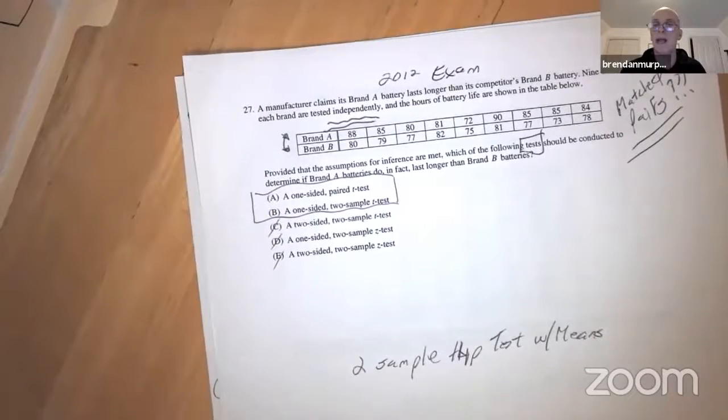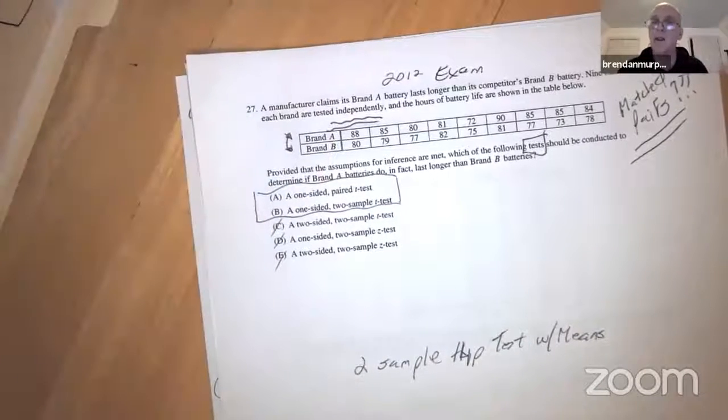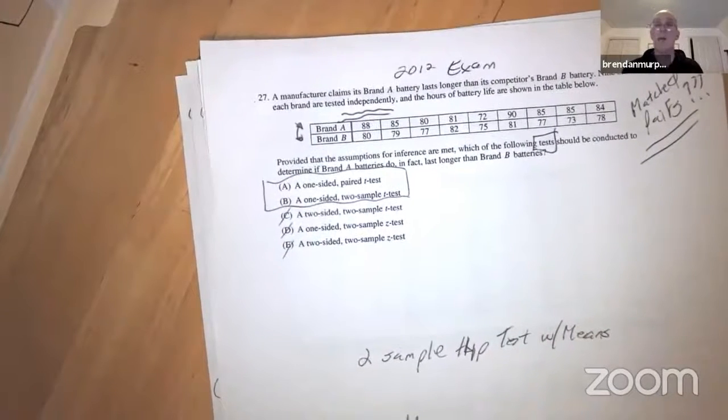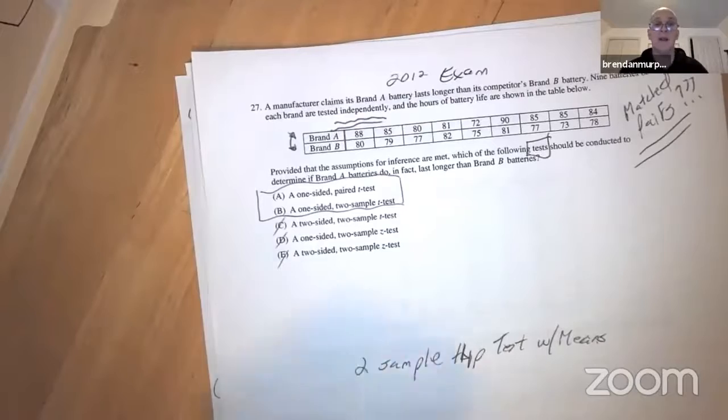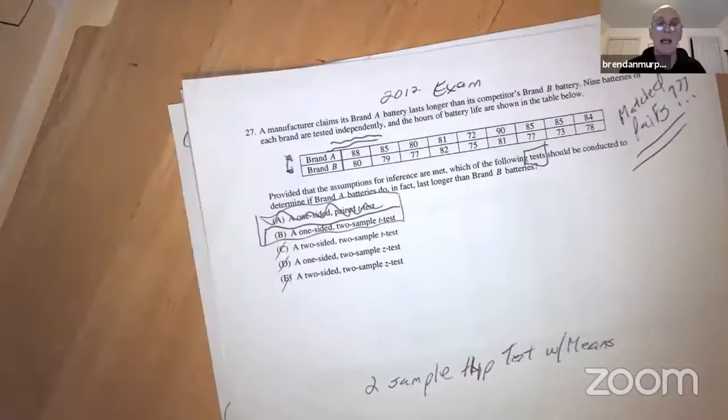So it feels like brand A and brand B are independent. They're not related to each other. Brand B is not going to work longer or less than brand A. Because those were independent, that led me to answer B here. So answer B, I'm pretty sure, is the correct answer.